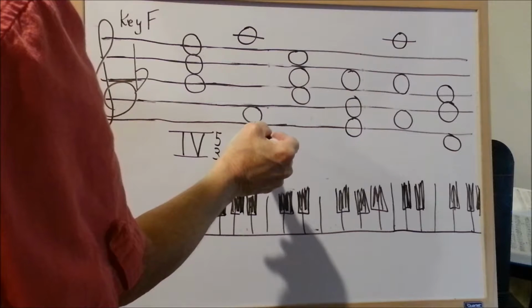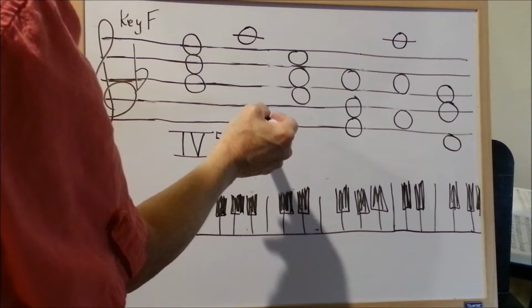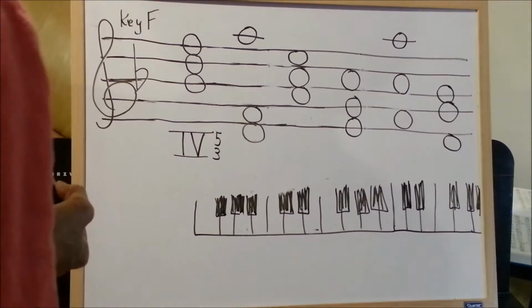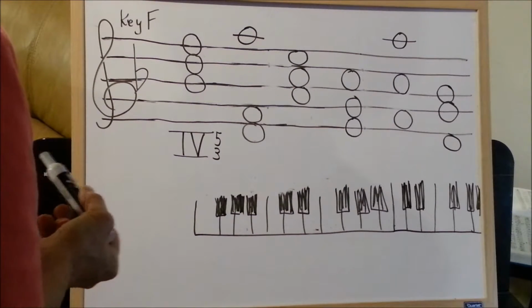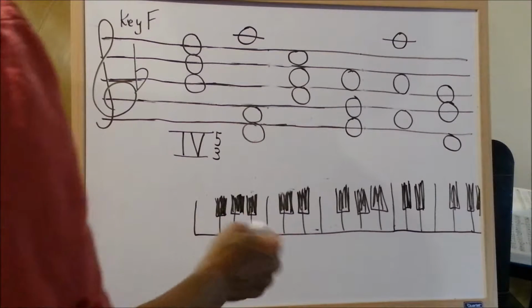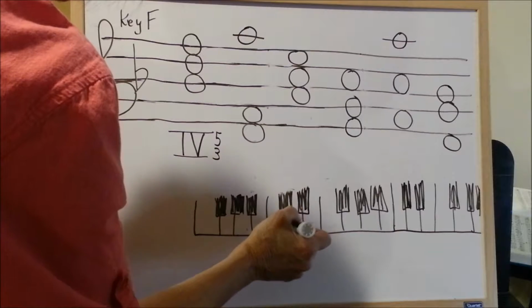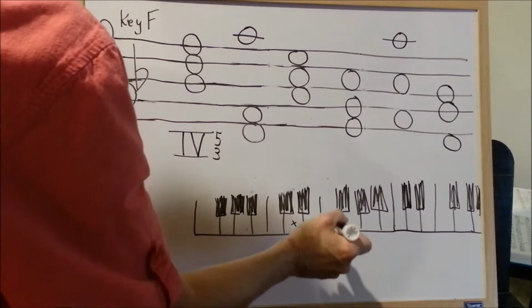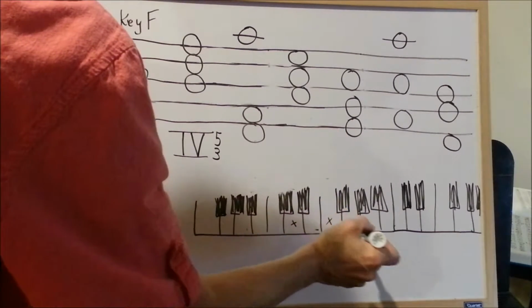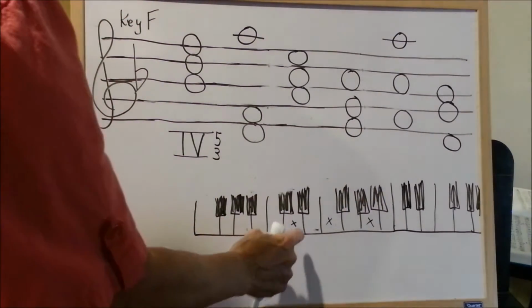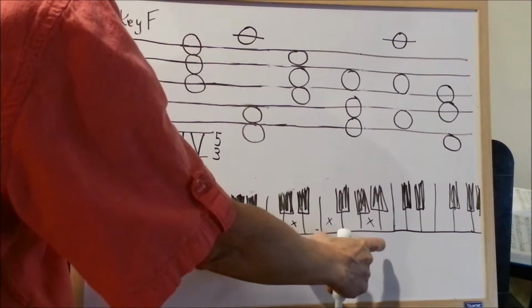I see letters D, F. Do you remember that one? D, F, and A. So let me just find, and I'll put an X on them. There's a D, F, and A. And when I have it where I'm just skipping one letter, it is a root position.